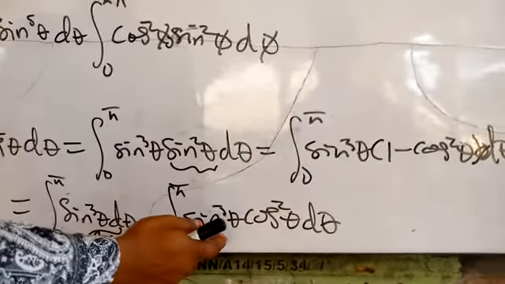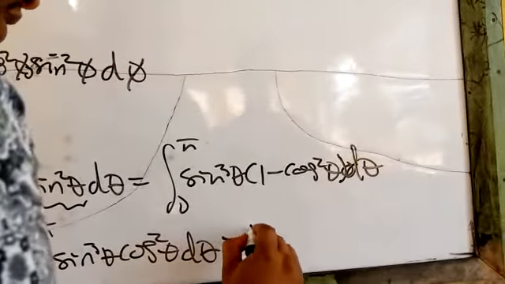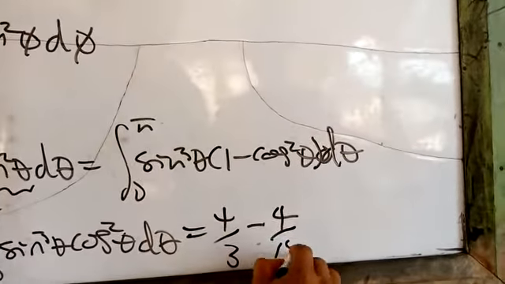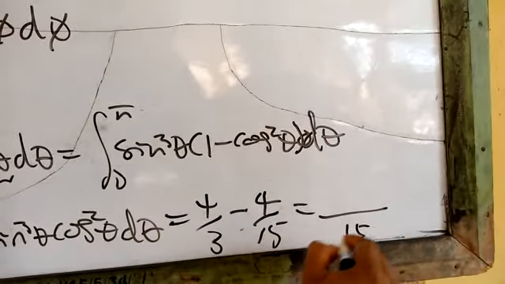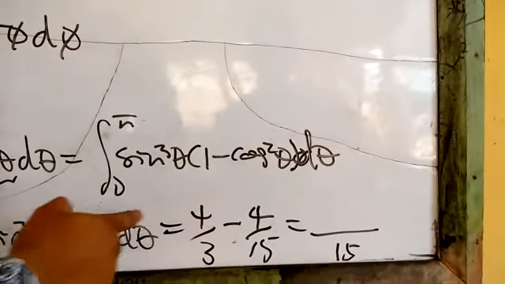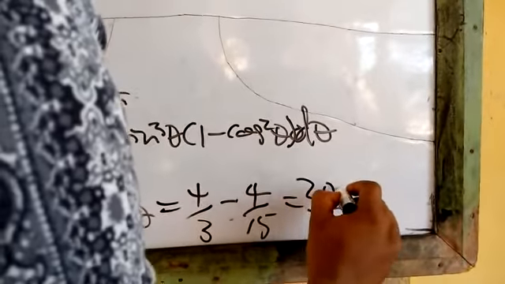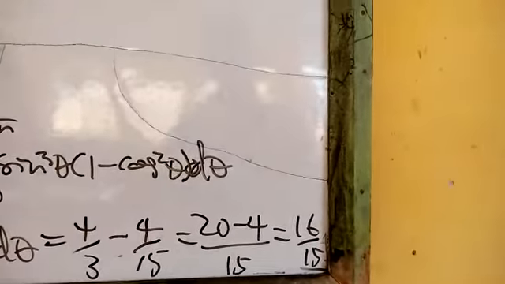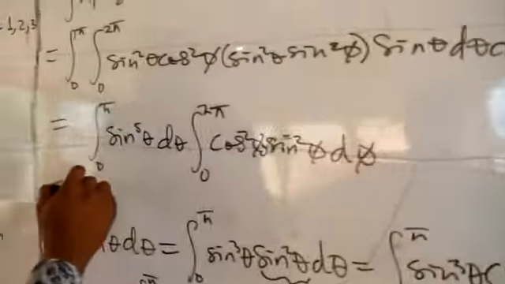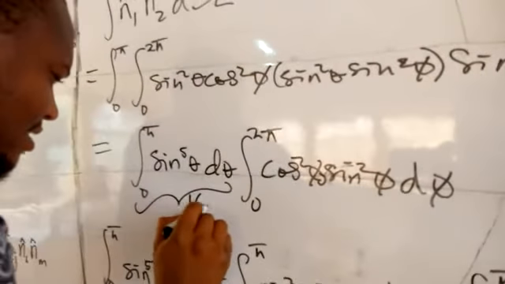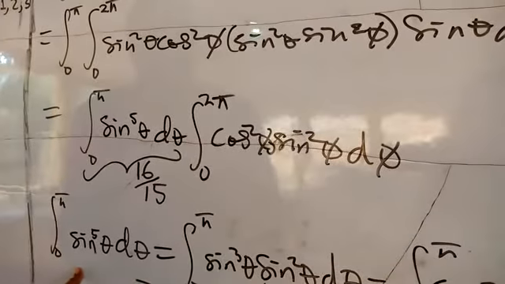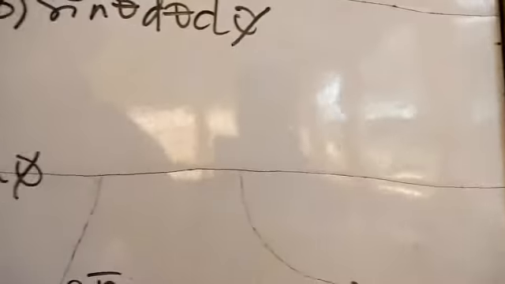But I had 4 over 3 here, so this is going to be 4 all over 3 minus 4/15. So another common LCM again. We are going to have 5 times this. So this is going to be 20 minus 4. So 16/15 is what we get for this one. That's interesting. 16/15 is what we have obtained for sine raised to power 5 d theta with this integration interval.